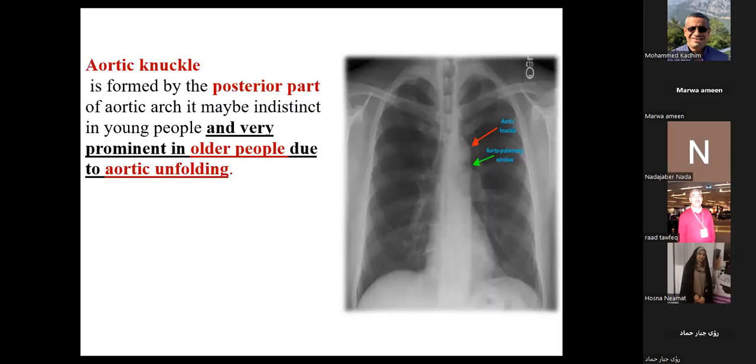Now we talk about the aortic knuckle. It's formed by the posterior part of the aortic arch, and it may be indistinct in young people and very prominent in older people due to aortic unfolding. As you see in this X-ray, this is the aortic knuckle.